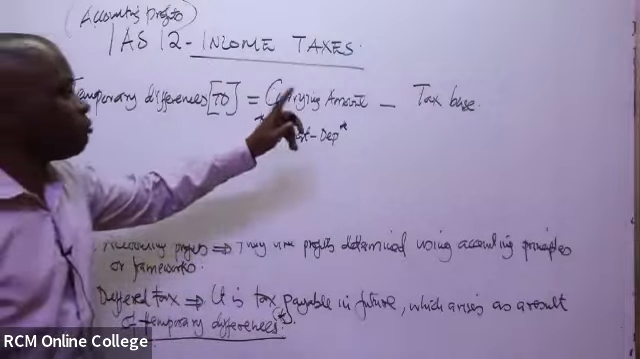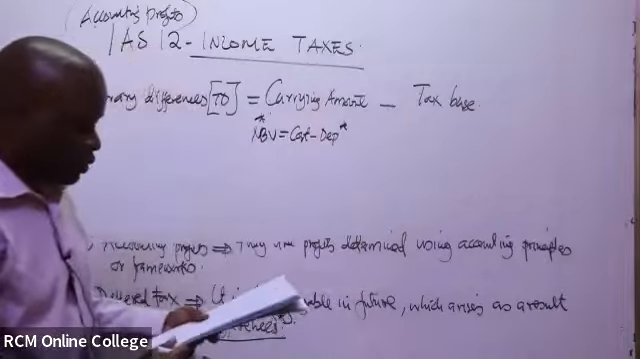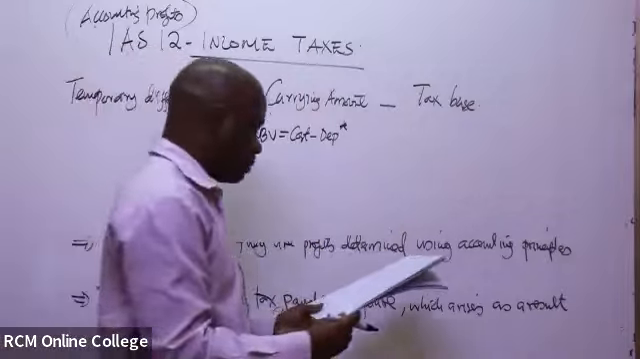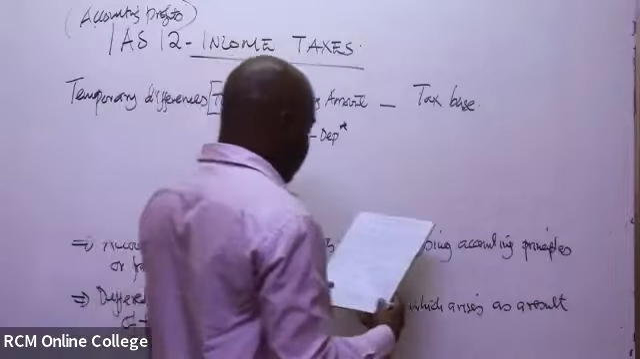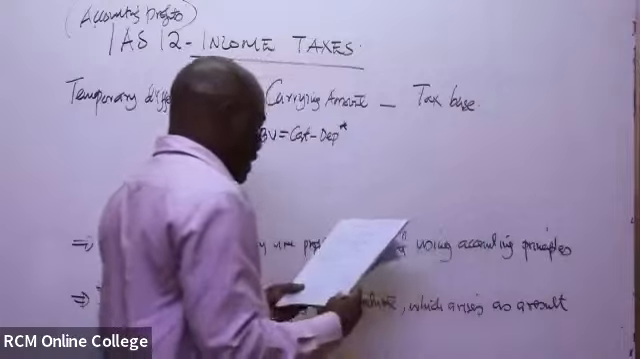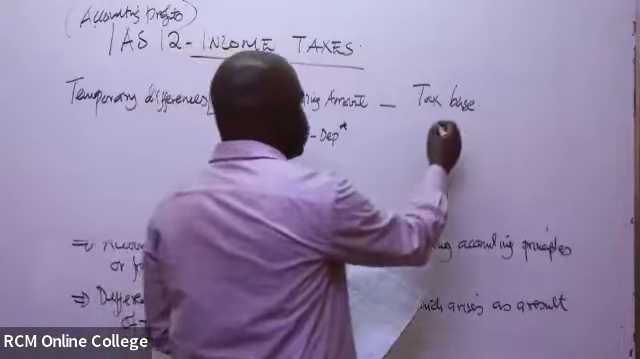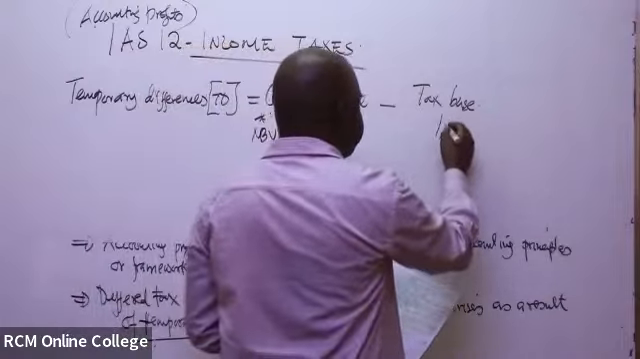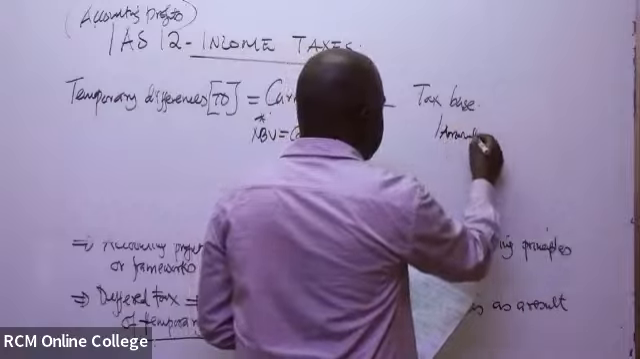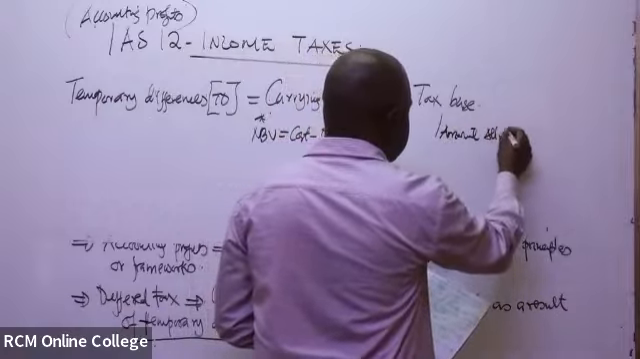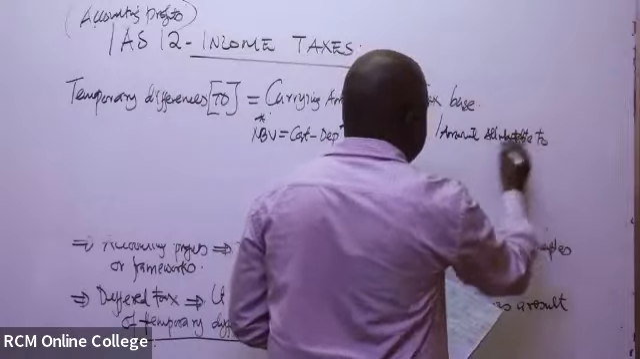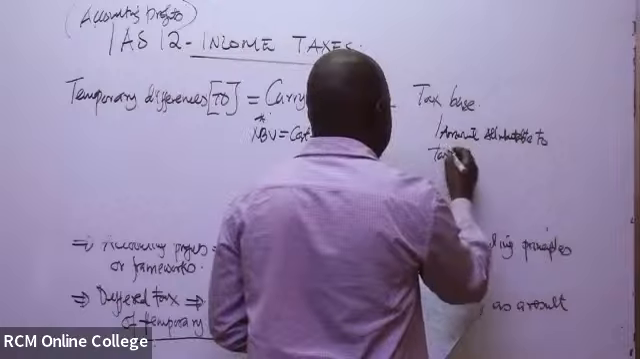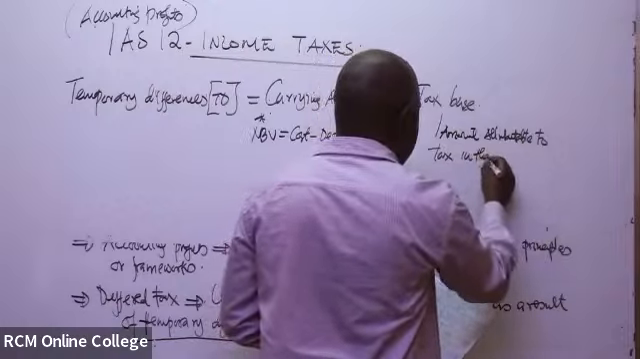But now you have to minus the tax base. This tax base will likely be determined by the taxman. So it is the amount attributable to tax in the future.